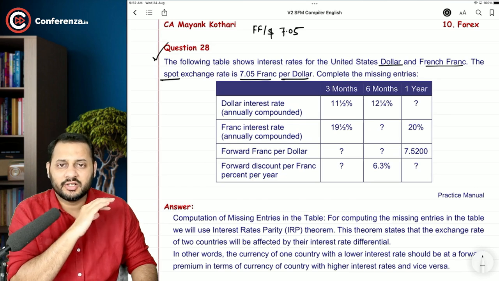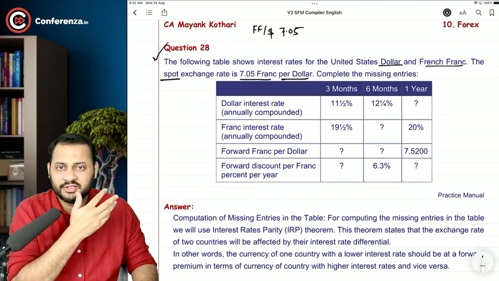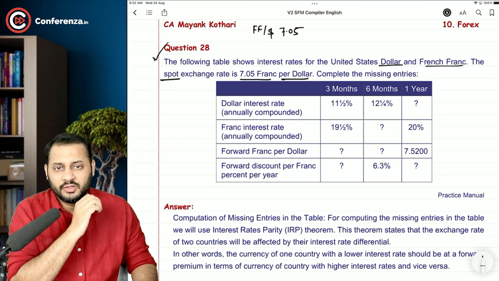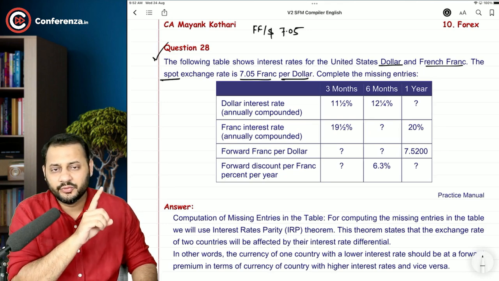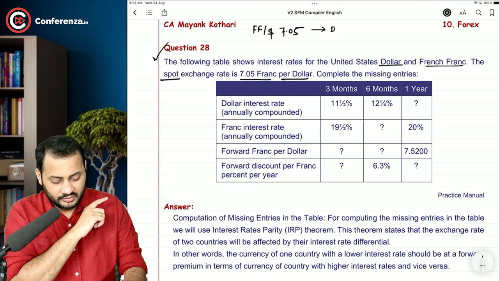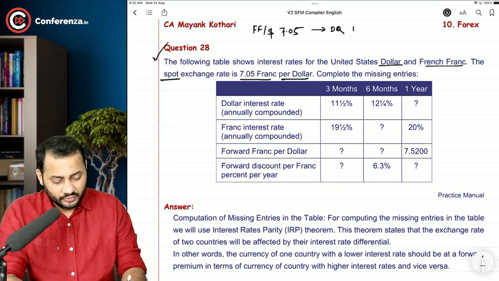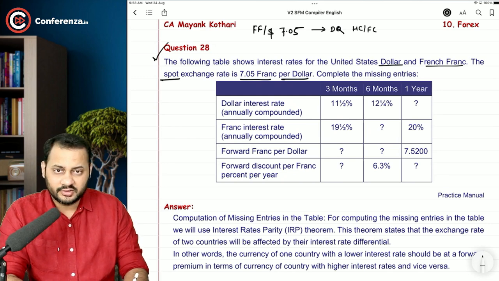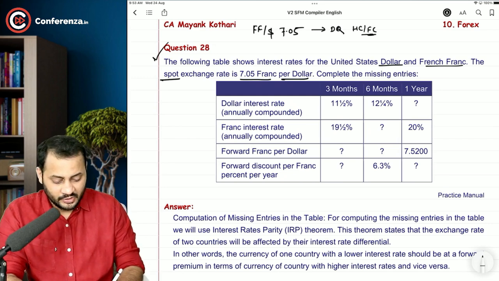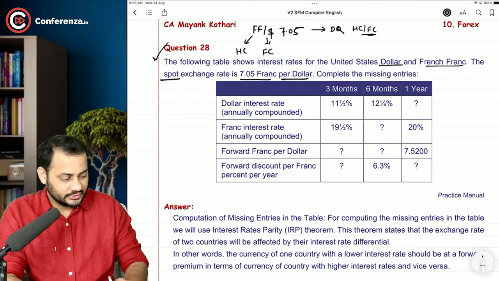That means it is not clear which country is the home country and which country is the foreign country. Whenever the situation is like this, whatever rate is given in the question, assume that as a direct quote. A direct quote is always home currency by foreign currency, where foreign currency is the base currency. So in this quote, we will assume French franc as the home currency and dollar as the foreign currency.